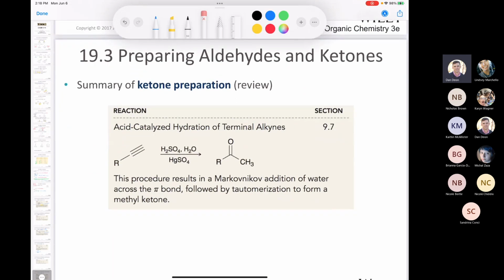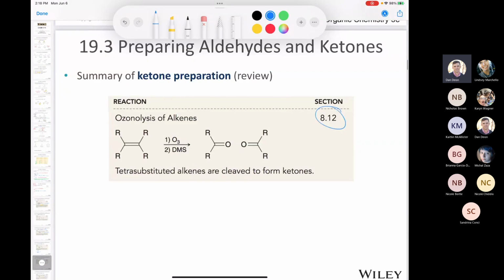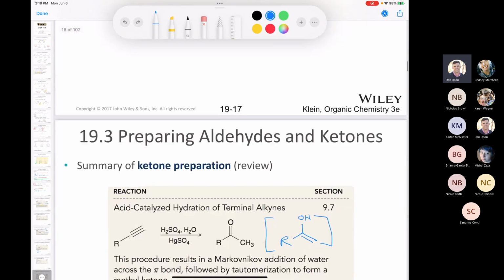Oh, acid catalyzed hydration of a terminal alkyne. So this is a Markovnikov addition, right? Good old Markovnikov, our friend. And so you would produce this enol that looks like this, and then that undergoes tautomerization to give you the ketone. So a little more review. If you need a review of these, this would be found in chapter 9, the alkynes chapter. A lot of the other stuff is found in chapter 8, which is the alkenes chapter.